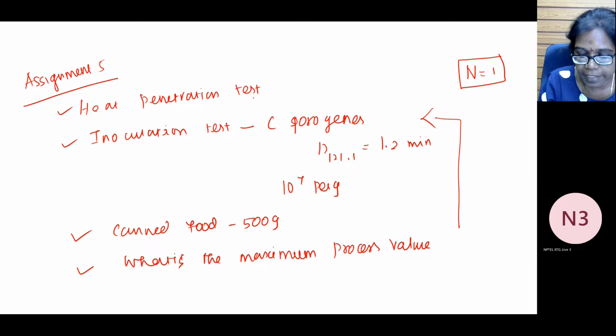So the problem is a heat penetration test. I'm using Clostridium sporogenes for the inoculation test, which has the D value of 1.2 minute, and its concentration is given as 10 to the power of 7 per gram. So I'm using that to do the test in a canned food of 500 gram. So what should be the maximum process value that can be measured using this, right?